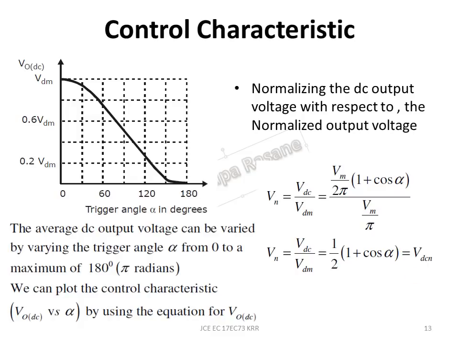Now, what is this normalized output DC voltage? It is normally taken as a reference value whenever we want to do certain comparisons. So when we have different types of controlled rectifiers and want to compare them, we can compare with respect to the normalized DC value.